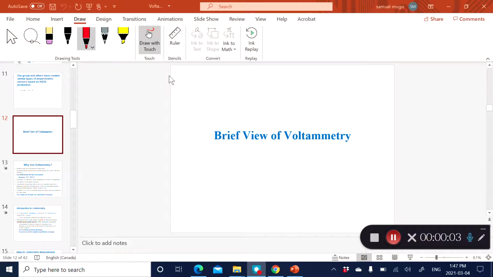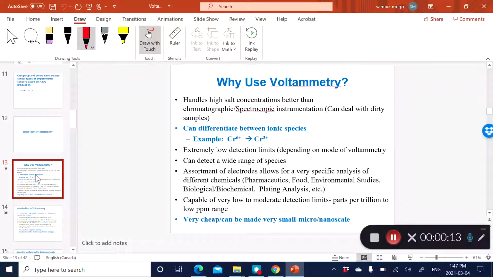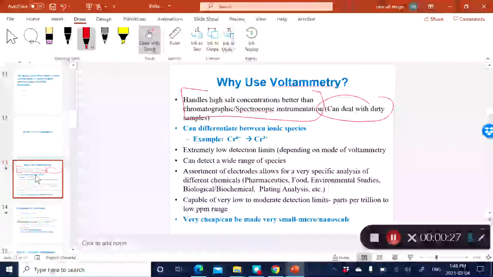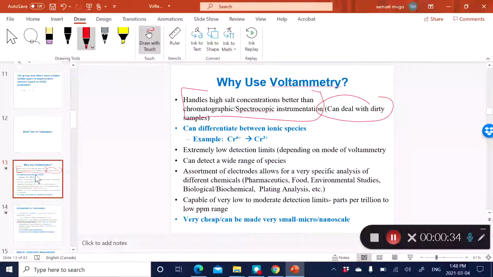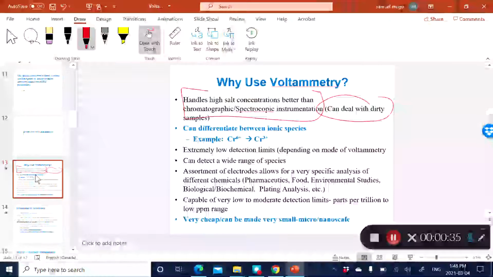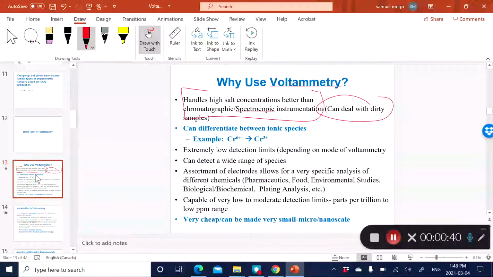Continuing with photometry, as the other electroanalytical technique, it's important to remember why use photometry? One huge advantage of photometry, unlike things like chromatography or spectroscopy, is that it can deal with very dirty samples, and some of you have already experienced that. You can take something like kombucha and analyze it by photometry, and it handles dirty samples. You wouldn't be able to inject that into ICPs or chromatography and so on, because they tend to clog and so forth.